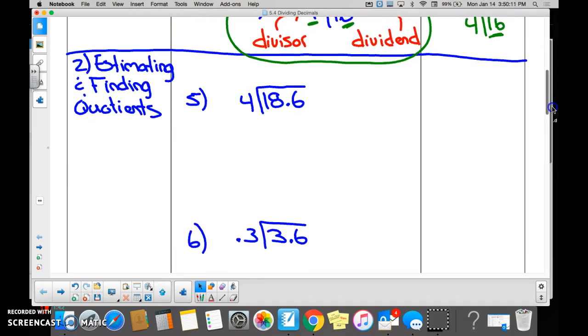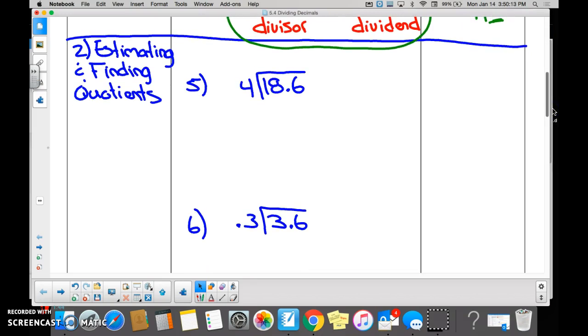The first thing I want you to do is to be a smart mathematician. When you get to a problem like number 5, you have 18.6 divided by 4. The first thing you should do is think, approximately what is the answer? You should know that 4 goes into 18 at least 4 times because 4 times 4 is 16. It does not go into 18 5 times because 4 times 5 is 20. So it's going to be somewhere between 4 and 5. So a logical answer would be approximately 4.5.